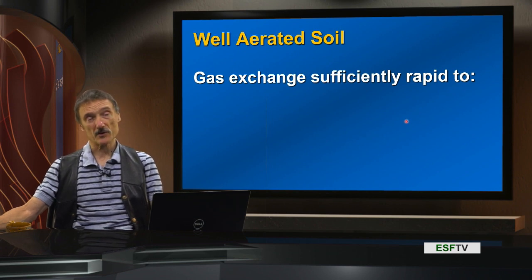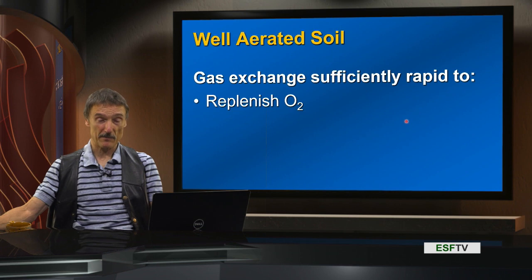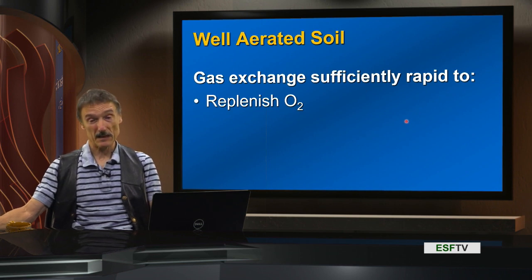So what are those conditions? Well, sufficiently rapid to replenish oxygen, O2. Oxygen is needed by aerobic organisms. If it starts to get in short supply, productivity goes down. And so we need to keep it coming into the system. Well-aerated means that we are replenishing oxygen sufficiently.